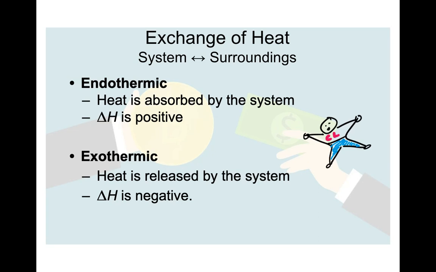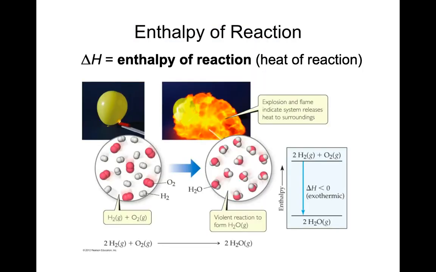In an exothermic process, the reverse is true. The particles themselves rearrange such that they release energy. We would notice that as something heating up, and the delta H for the system would be negative. This is specifically applied to the enthalpy of a reaction.